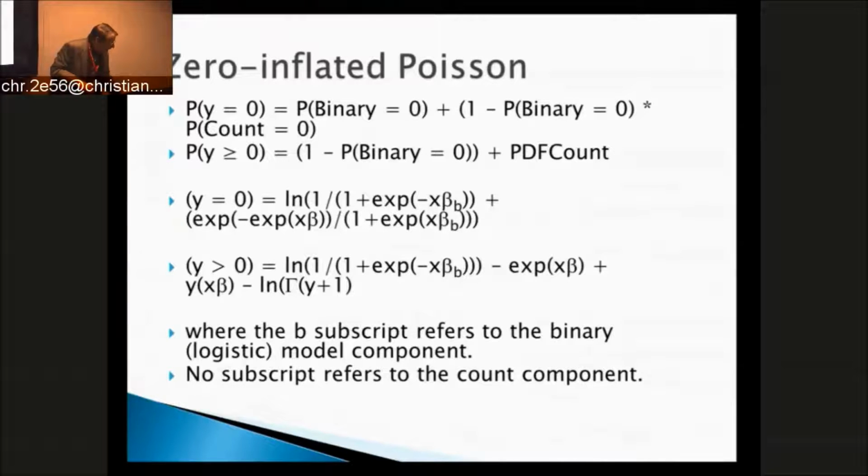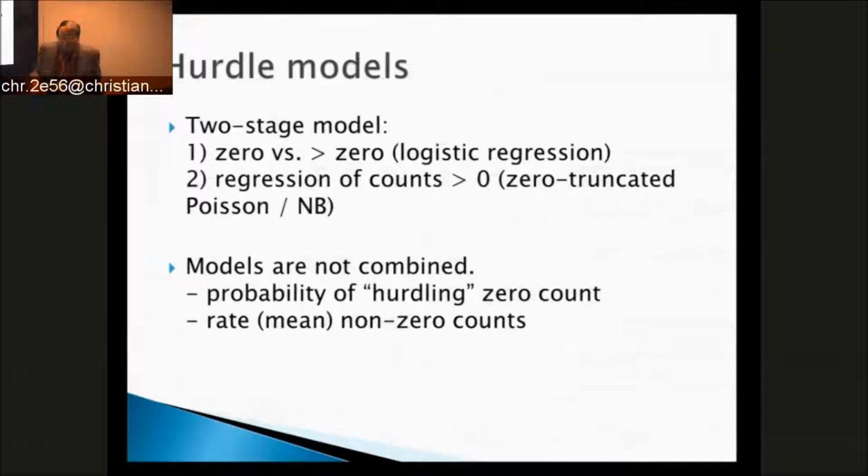Okay, then now it gets really simple again. Hurdle models. These are 2-stage models where we seemingly do the same thing as we did in the zero-inflated model. We have a logistic regression part where we calculate the zero versus non-zero and get a predicted probability for that. And then we do the regression of counts, except at this time we're doing a zero-truncated where we're not including the zeros. Why would we do that?